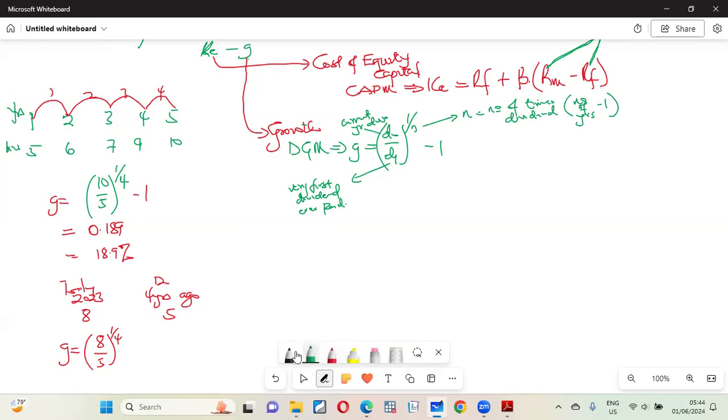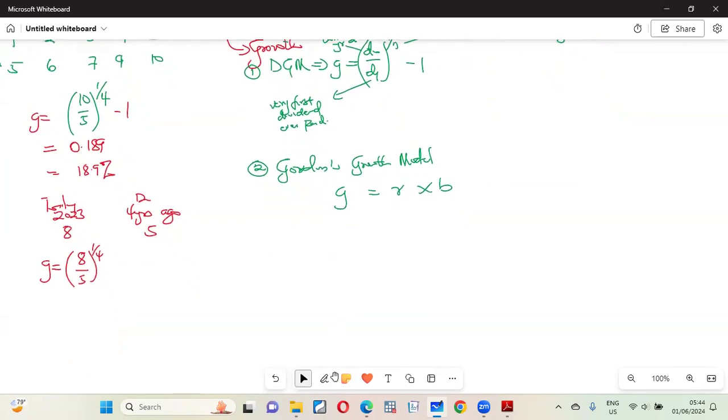But another way of arriving at your g is called the Gordon's growth model. The Gordon's growth model is a little bit tricky. It says that g is equal to r multiplied by b. That is what he proposes. Now, what is r? What is b?